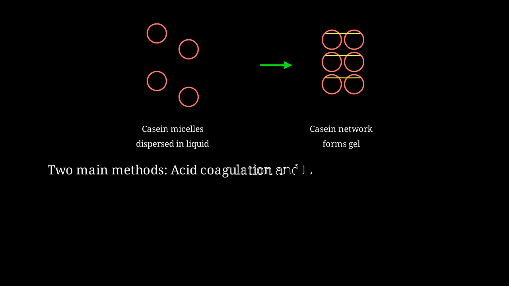There are two primary methods to achieve coagulation: acid coagulation and enzymatic coagulation using rennet. Each method produces different cheese characteristics. Let's explore acid coagulation first. This is the simpler, more ancient method used for fresh cheeses like ricotta, paneer, and cottage cheese.